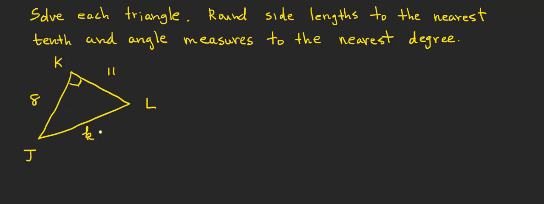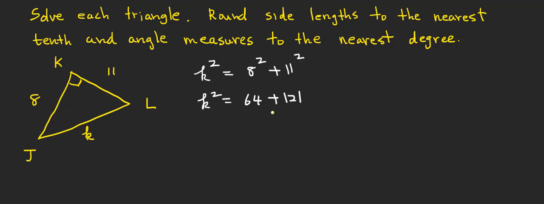Now let's take a look at this example. You have two missing angles, angle J and angle L, and you are missing one side, that is K. In this case, it's easier to find the measurement of K first because you could use the Pythagorean Theorem. So K squared equals 8 squared plus 11 squared. K squared equals 64 plus 121. So K squared equals 185. So K is going to be radical 185.